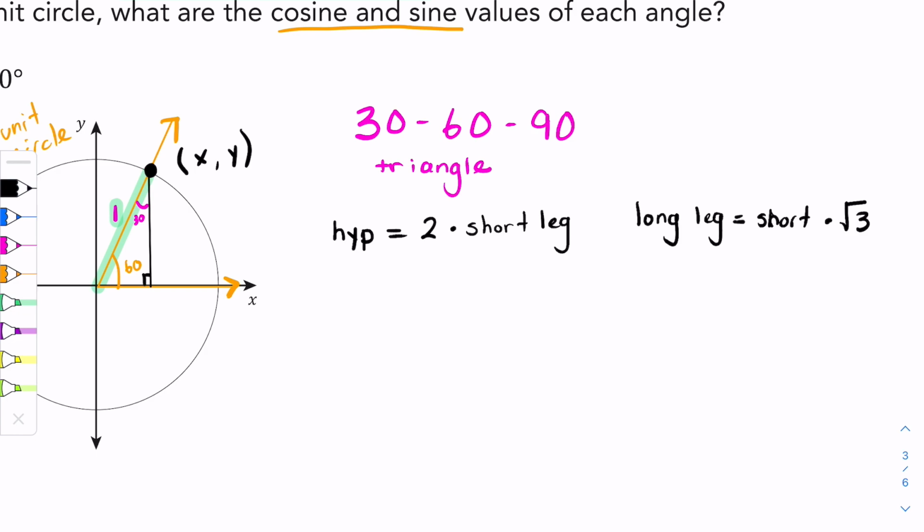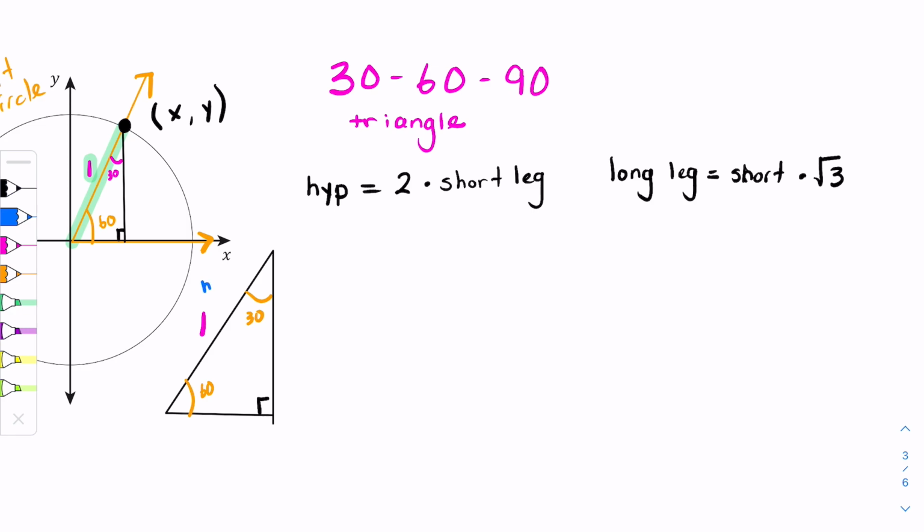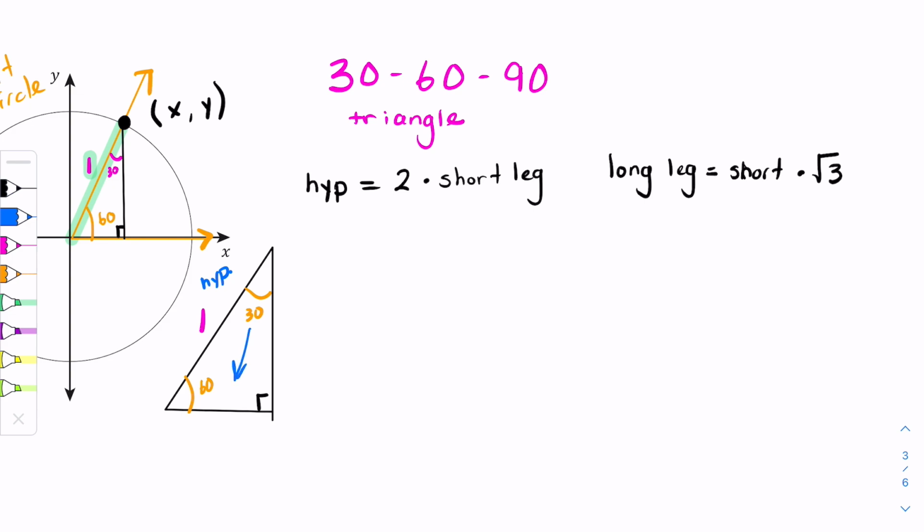So we're going to use this triangle, and we're going to find our values of x and y, which are going to be our sine and cosine values. I'm going to redraw this triangle just so we can clearly see it. I'm also going to label the sides for you. So the hypotenuse is always the diagonal. The short side is literally the short side of the triangle, but it's also always across from the smaller angle. And then the long side is your last leg.